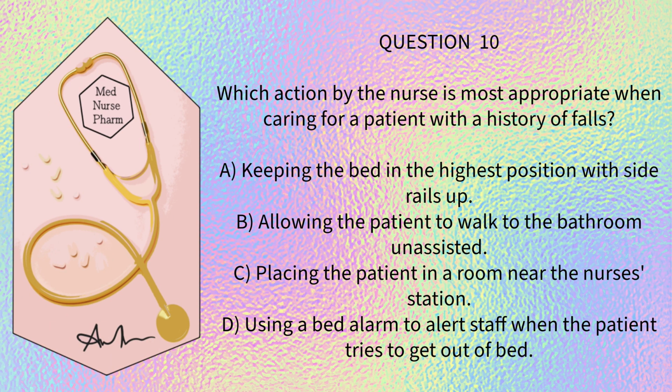Woohoo! Okay, guys, you made it to question 10. Which action by the nurse is most appropriate when caring for a patient with a history of falls? Keeping the bed in the highest position with side rails up, allowing the patient to walk to the bathroom unassisted, placing the patient in a room near the nurse's station, using a bed alarm to alert staff when the patient tries to get out of bed. Pause the video and select your answer.